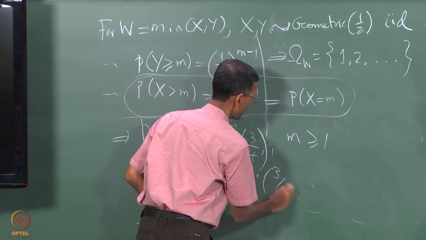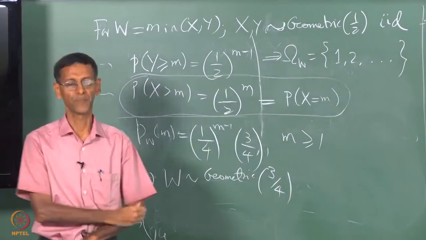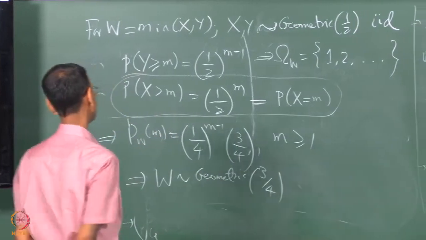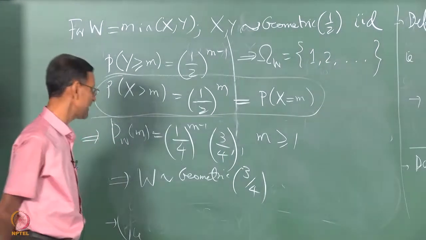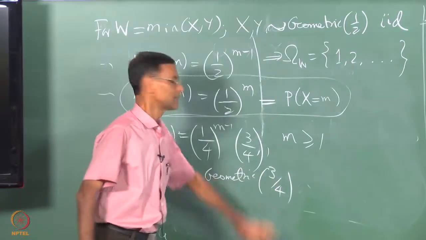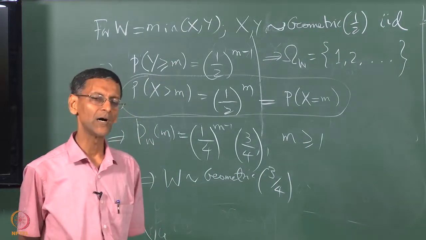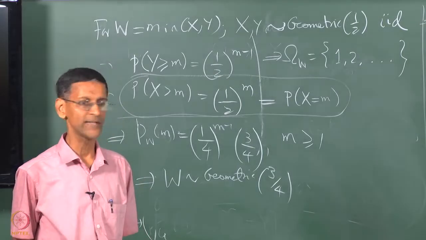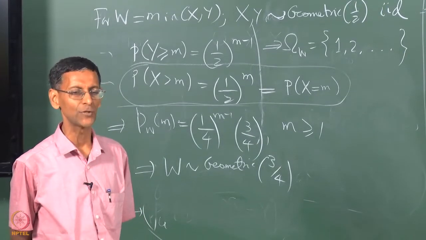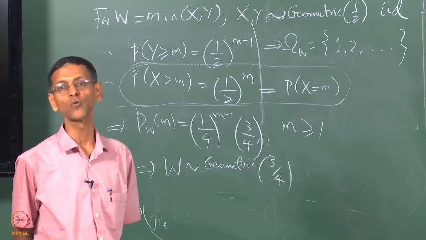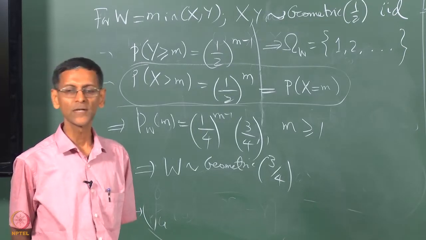What is the intuition behind this? The minimum of two independent geometrics, IID with parameter half. If you toss two coins separately and you count the number of trials till you get the first head, what is W going to be? W is going to be the minimum of the two counts.